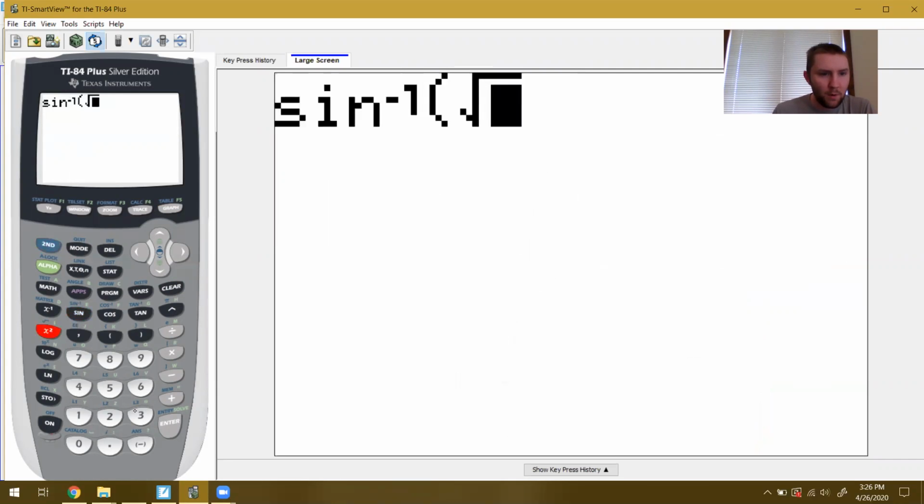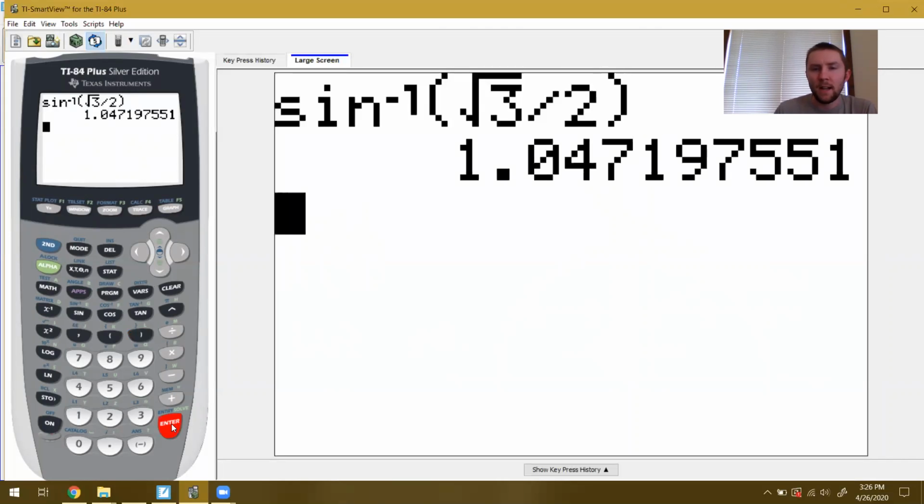Sine inverse of square root of 3 divided by 2. Some of you might have to close parentheses on that square root of 3. If I hit enter, I get 1.04719751. So 21A says, use your calculator to evaluate Zach's answer, sine inverse of radical 3 over 2. We get 1.047. Verify that the answer on the calculator is the same as pi over 3.